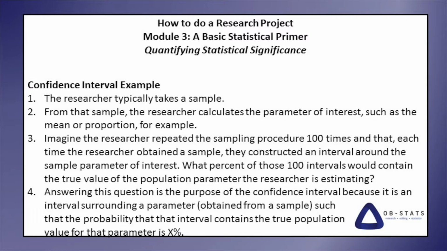1. The researcher typically takes a sample. 2. From that sample, the researcher calculates the mean or proportion by calculating the odds ratios or relative risks. 3. Imagine the researcher repeated the sampling procedure 100 times and that each time the researcher obtained a sample, they constructed an interval around the sample parameter of interest. What percent of those 100 intervals would contain the true value of the population parameter the researcher is estimating?